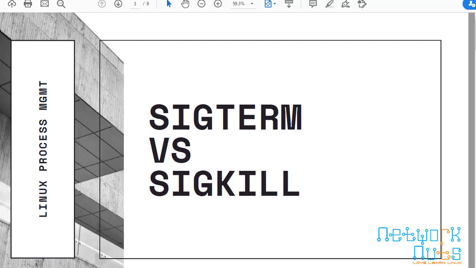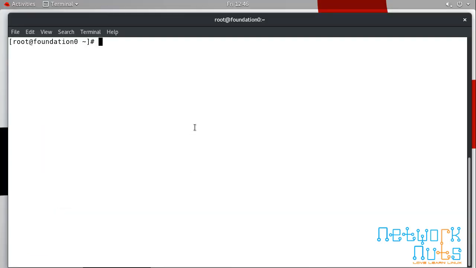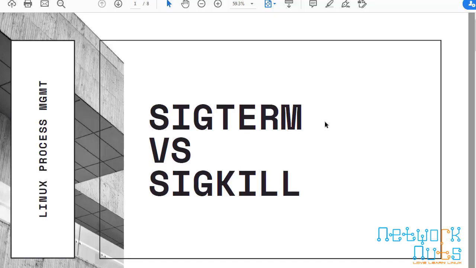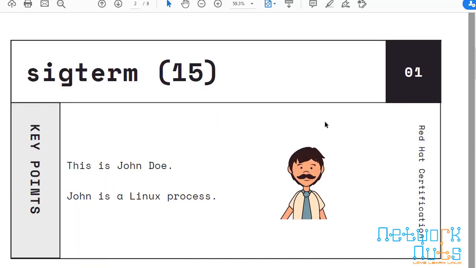I will be using this machine for my lab. First we need to understand what happens when we start a process. Let's say this is a process here, and the process name is John Doe. Mr. John is a Linux process.